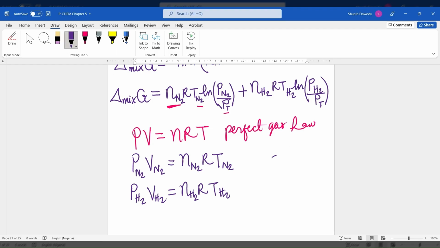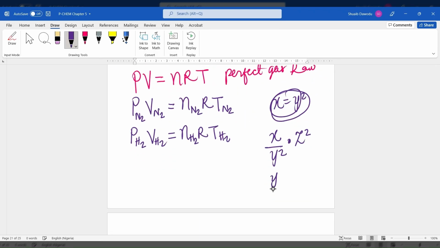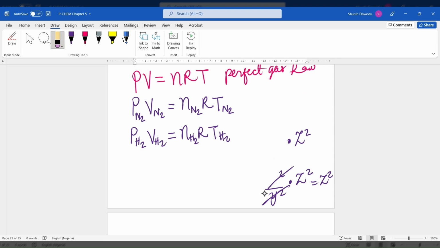If you have, let's say, x is equal to y squared, and then you have a question like x over y squared multiplied by z squared, how do you solve this? If you already know that x is equal to y squared, you just end up having y squared over y squared multiplied by z squared. You cancel this out, so you end up just having z squared. So I'm just showing you that this is just us applying algebra.